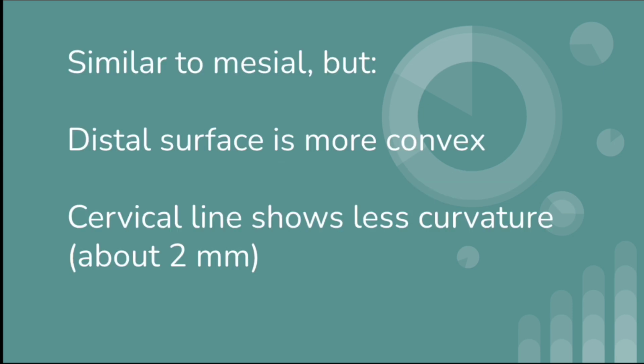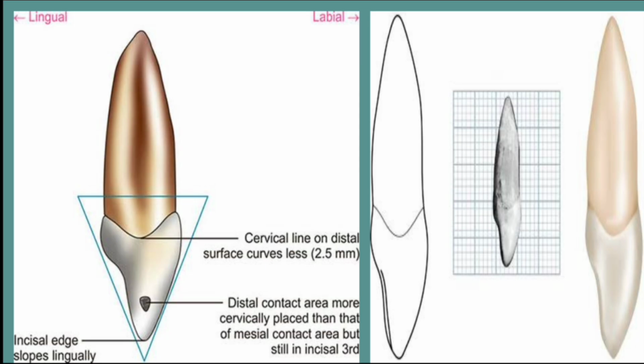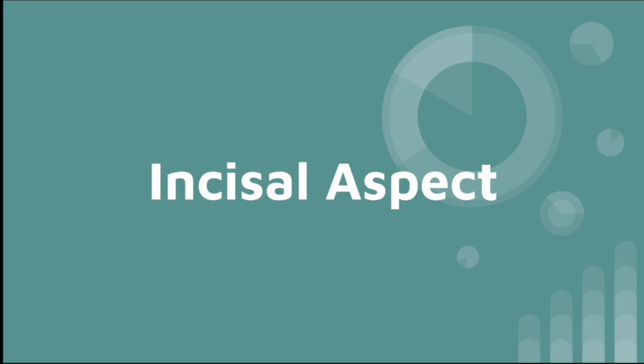Now coming to the distal aspect, how will it look? It is similar to the mesial aspect, but the distal surface is more convex than the mesial surface. The cervical line shows less curvature, about 2.5 mm compared to 3 mm on the mesial. This is how the distal aspect looks. The incisal edge is slightly sloped lingually.